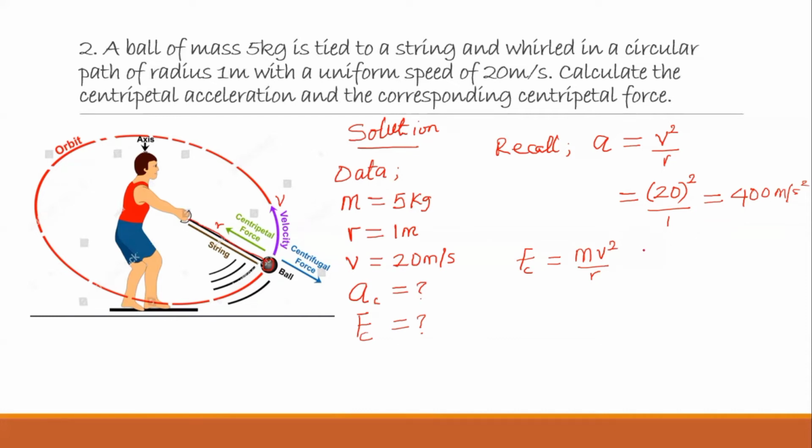Is that clear? So the next thing is mass is given to be 5. I don't want to stress myself much. I've already gotten my acceleration from here. I'll just multiply together to give the final answer, which is 2000 Newton. That is all about this question.